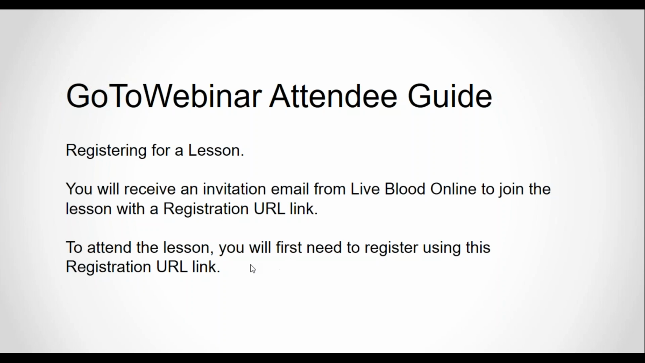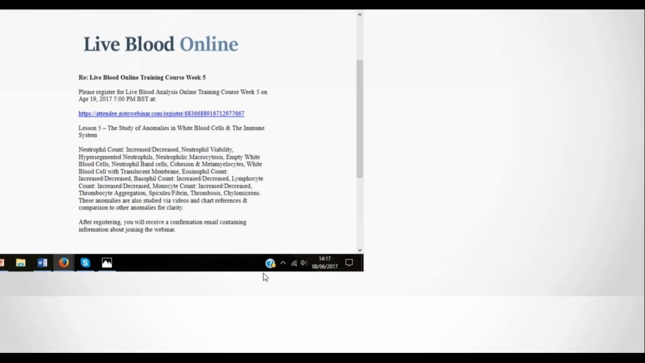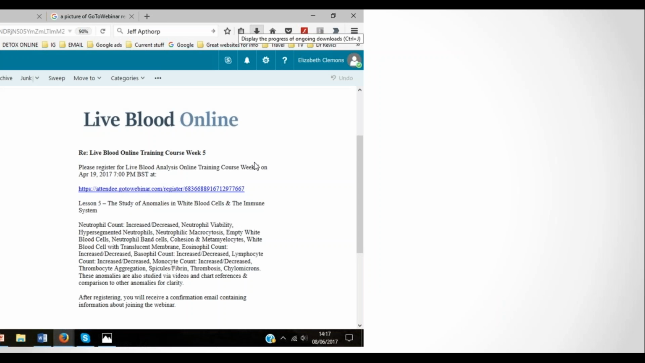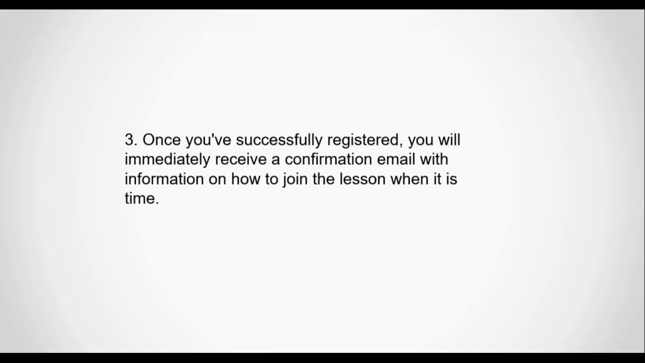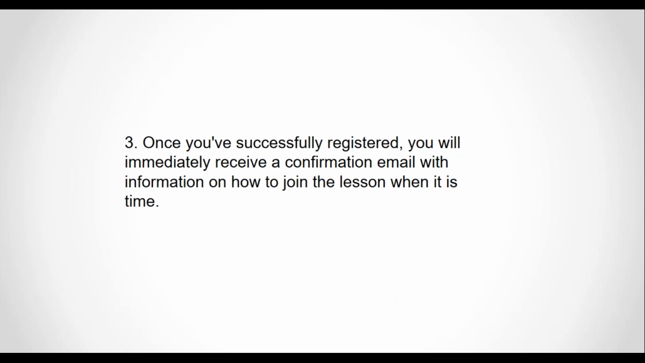To attend this lesson you will first need to register using this registration URL link, which looks like this. This is the email that you will receive and it will say which week, and there is the registration URL. So if you click on that and register for the online training course, click the registration URL in the invitation email, and once you've successfully registered it will ask for your name, your surname and your email address.